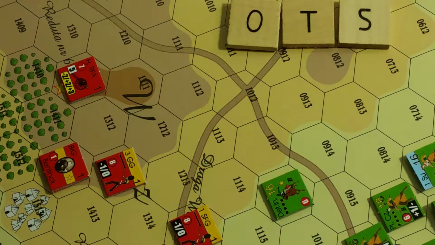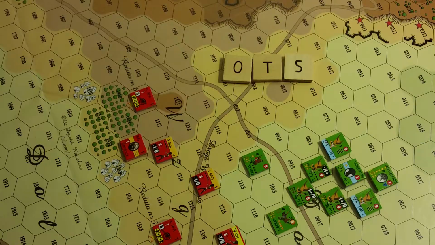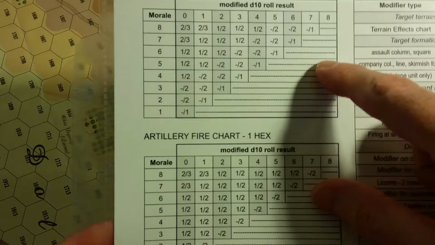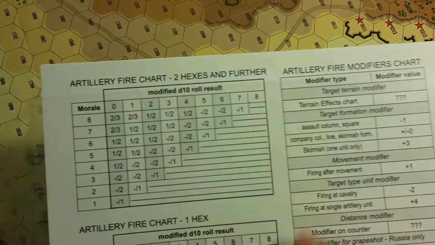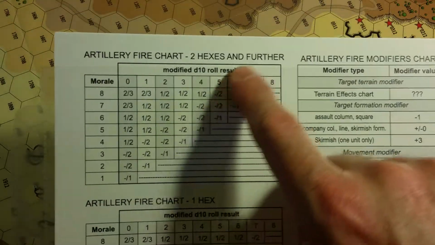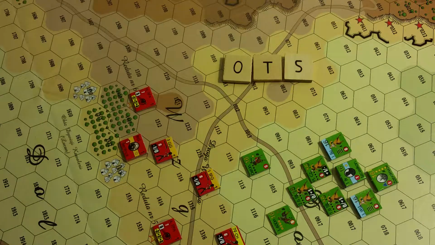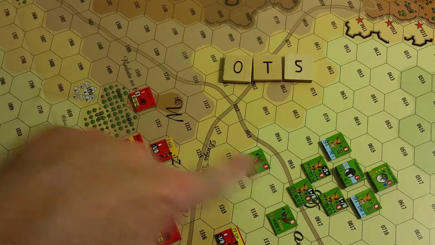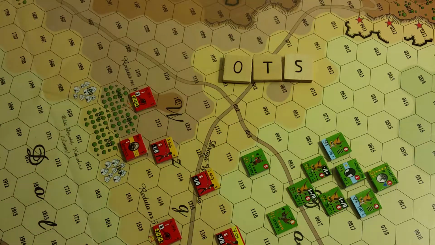I'll just go ahead and play this. So we're going to do artillery fire here. Okay, so first of all, artillery fire is done unless indicated otherwise, like infantry fire. But we have our own artillery charts. We have 2 charts. This is for artillery fire at 1 hex and artillery fire at 2 hexes and further. So we are at 2 hexes and further. Now I need to figure out what the actual range is, but I think it's 1, 2, 3. I think it is within range.